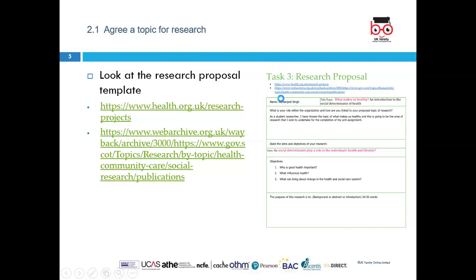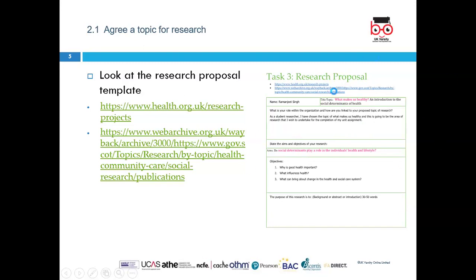So let's say you have your name here, the title of the project may be what makes us healthy, for instance, an introduction to the social determinants of health, for instance. So these are two different topics. What is your role within the organization, and how are you linked to your proposal topic of research? As a student researcher, I have chosen the topic, what makes us healthy, and this is going to be the area of research that I wish to undertake for the completion of my unit assignment.